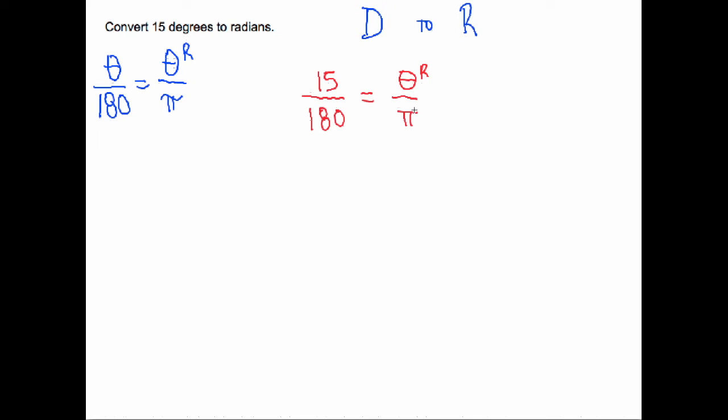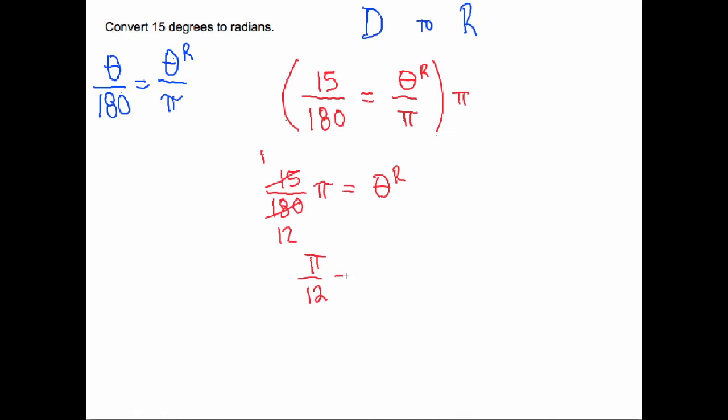I'm going to multiply both sides of the equation by pi. So what does that mean? That means I have 15 over 180 times pi is equal to my angle in radians. It turns out 15 goes into 180 12 times, so my angle in radians is pi over 12.